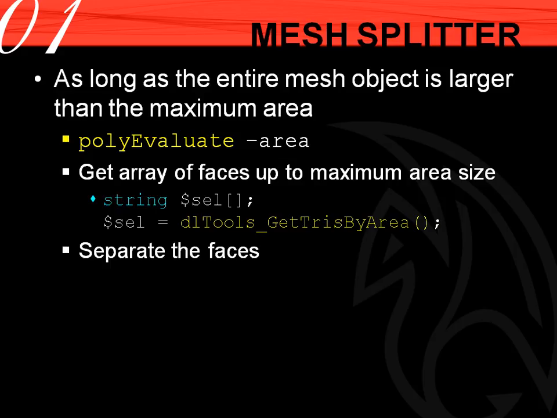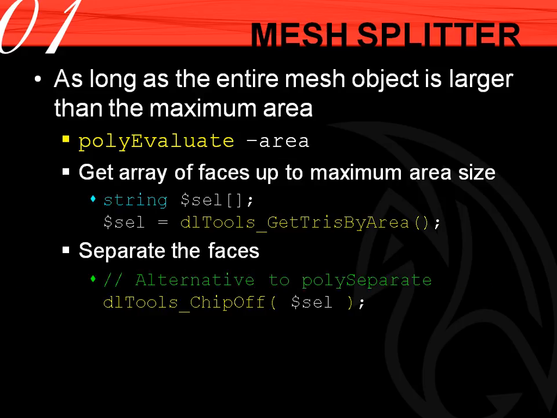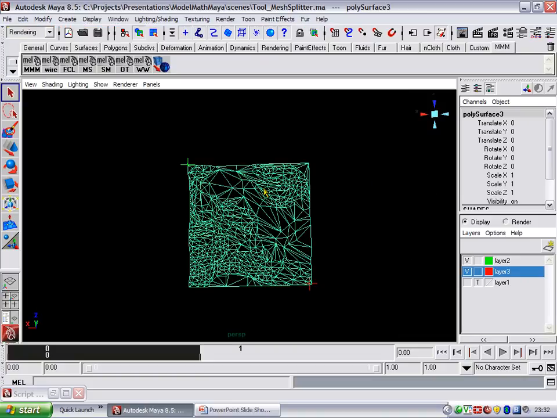And then finally we're going to separate the faces. Like doing an extract in Maya, you could use Maya's default chip off function, or you could use the dltools chip off function that I created, which is an alternative to polyseparate, which does a couple of extra cleaning up utilities to ensure that geometry is as clean as possible. So let's go ahead and take a look at the tool in action.